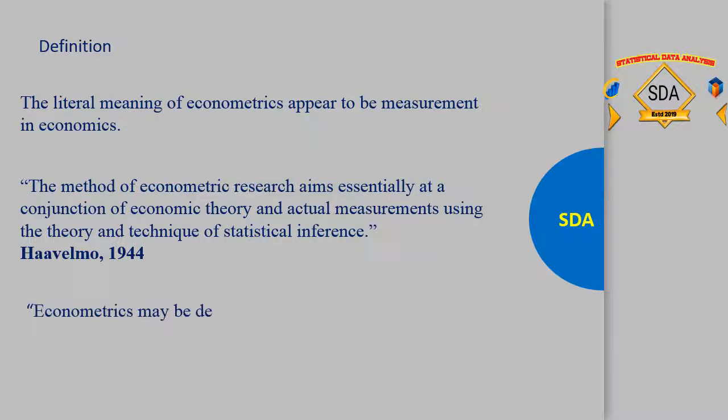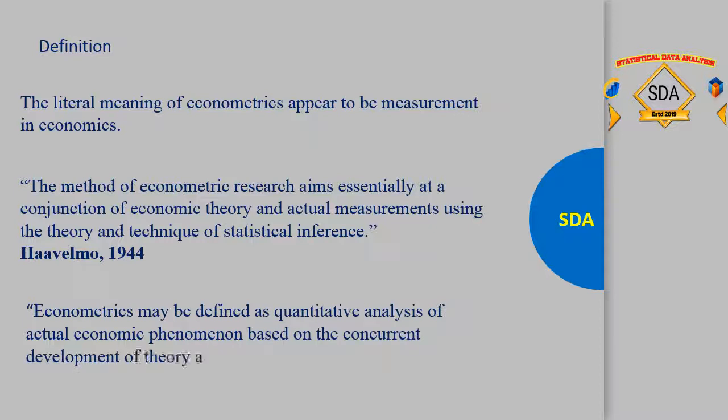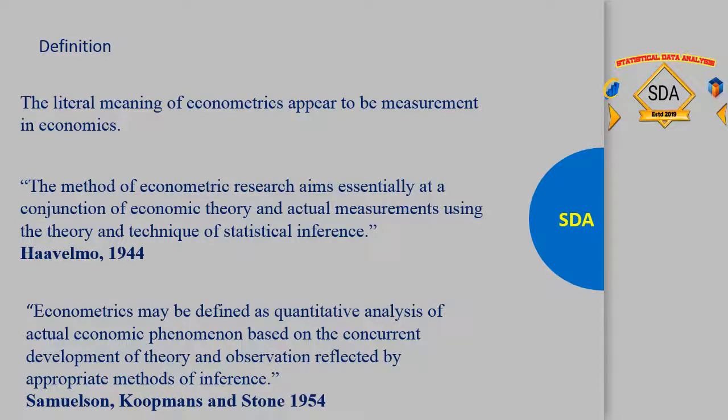The second definition is: econometrics may be defined as the quantitative analysis of actual economic phenomena based on the concurrent development of theory and observation, related by appropriate methods of inference. This definition was given by Samuelson, Koopmans and Stone in 1954. From this definition, we are clear that econometrics is actually the combination of statistical theory and economic theory. It means we use different kinds of statistical techniques on economic theory.